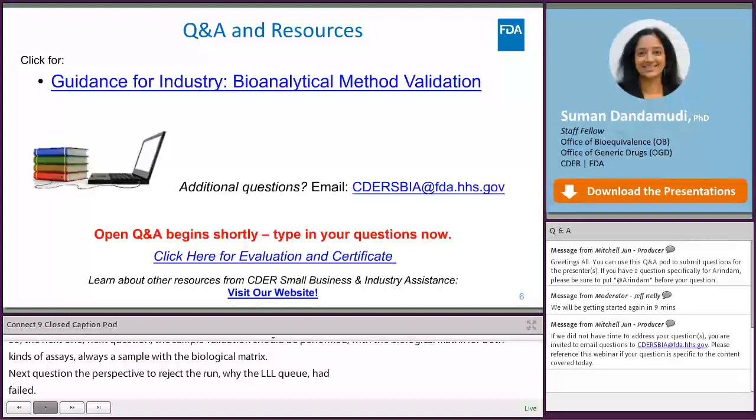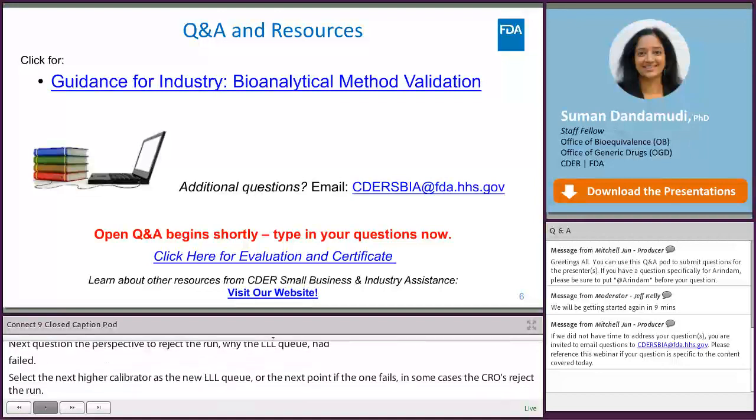However, it is acceptable to reanalyze those sample concentrations that are below the adjusted LLOQ or higher than the truncated ULOQ, in the case that either the LLOQ or ULOQ of that particular run fail.